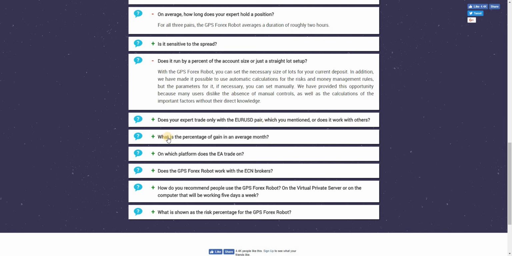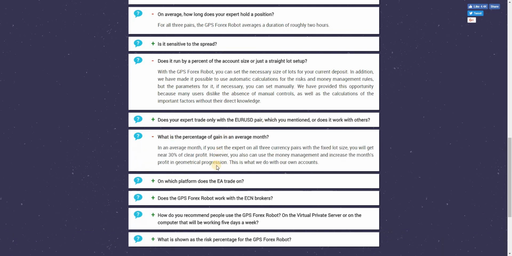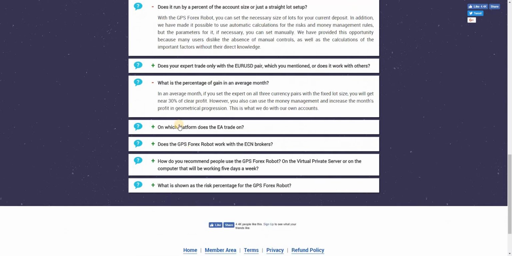What is the percentage of gain in an average month? Let's take a look at that. In the average month, if you set the expert on all three currency pairs with a fixed lot size, you'll get near a 30% of clear profit. However, you can also use the money management and increase the month's profit in geometrical progression. All right. Obviously, what platform does it trade on? MT4.